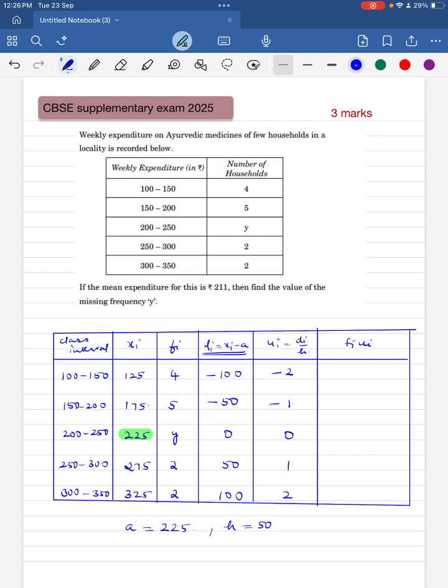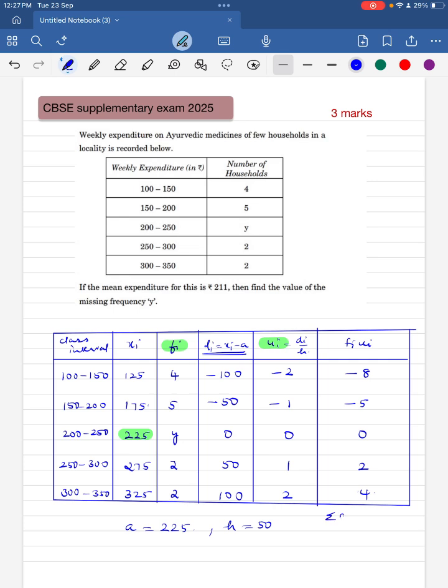Now we have to multiply each of these Ui values with the Fi values, and you can fill up the column Fi times Ui. So basically we have to multiply both of these columns together. So 4 times negative 2 gives me negative 8. 5 times negative 1 gives me minus 5. 0 times y gives me 0. And 2 times 1 is 2. 2 times 2 is 4.